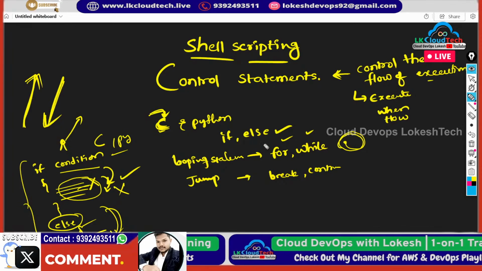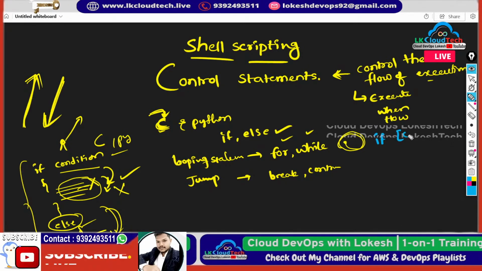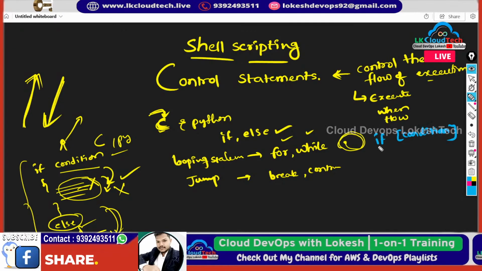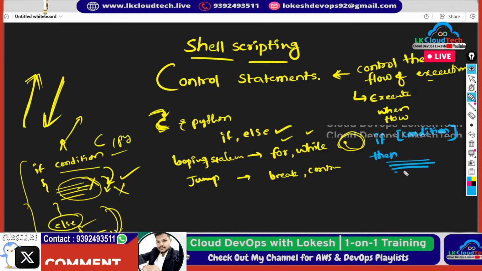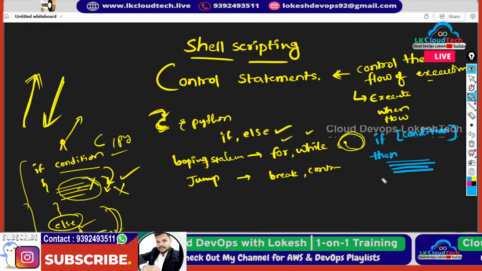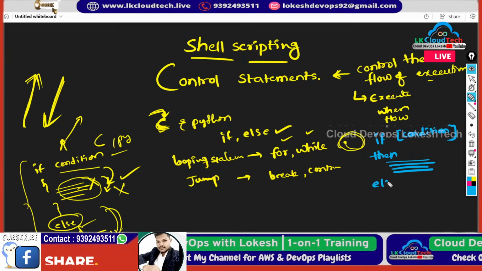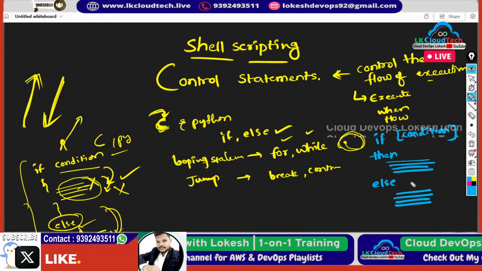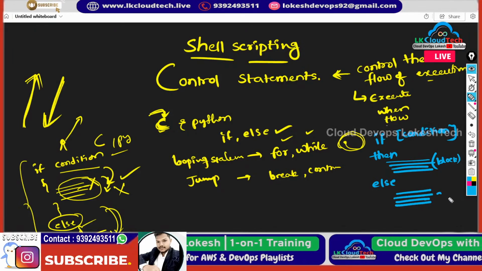In shell scripting, first we write the if condition. This is a condition. We must mention then. After that you write some block. After that, you will execute else. After finishing the else block, this is one block and this is the other block.